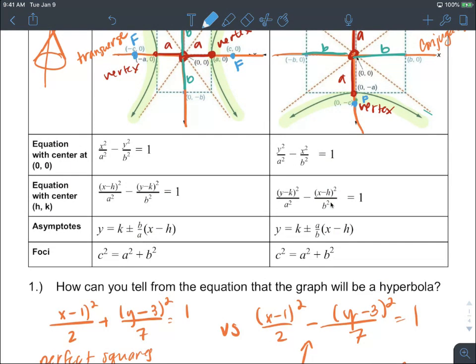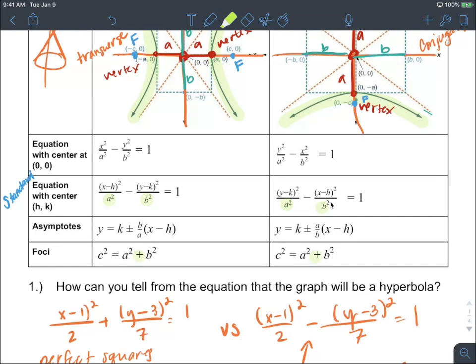So this is the equation of a standard form hyperbola. I want you to take note that the a squared and the b squared stay under the first and the second term, so they don't switch. This is a little bit different than ellipses. Another difference from ellipses is that for the focus point, you use the equation c squared equals a squared plus b squared.